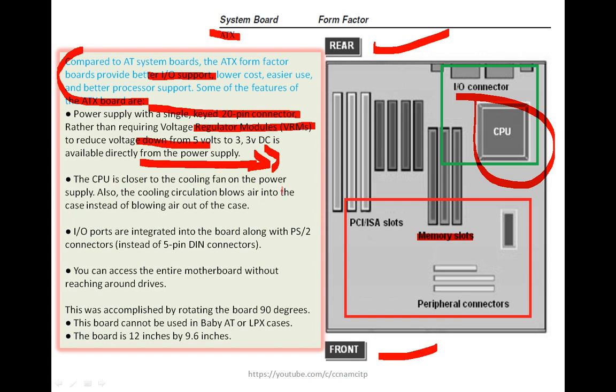The CPU is closer to the cooling fan of the power supply. So the CPU, this one, and somewhere, I have not drawn where the power supply is. The power supply should come somewhere like this, so it is nearby this only, and the memory as well, it is nearby memory. And the next thing, input output ports are integrated into the board along with PS2 connectors instead of 5 pin connectors, and you can access the entire motherboard without reaching around drives. So if we want to remove it, we can remove it easily.